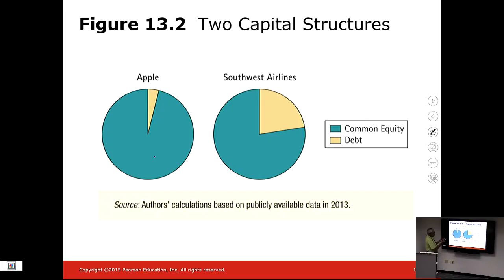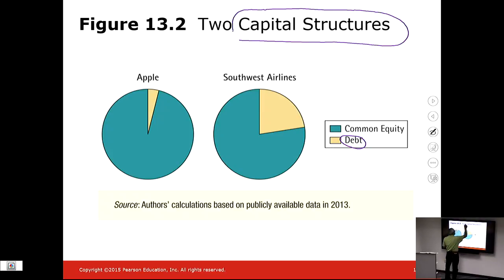Now, we can see over here the mix between debt and equity is not uniform across firms. Apple has much lower debt compared to Southwest Airlines. Given this mix between debt and equity, another way of describing that is we call it the capital structure of the firm.